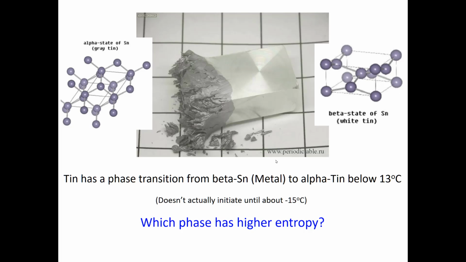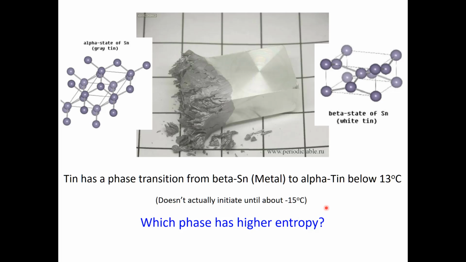All right. So at high temperature, tin exists in this structure, which is the beta state of tin. It's called white tin. And at low temperatures, there's this phase transition to gray tin, which is in the diamond structure. This phase transition's equilibrium temperature is actually 13 degrees Celsius, but it doesn't start until -15 degrees Celsius.